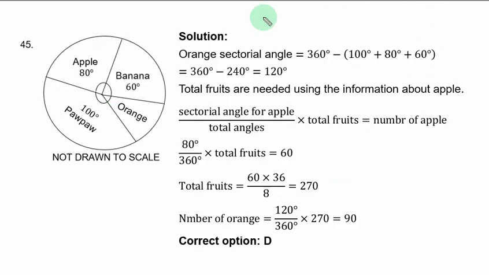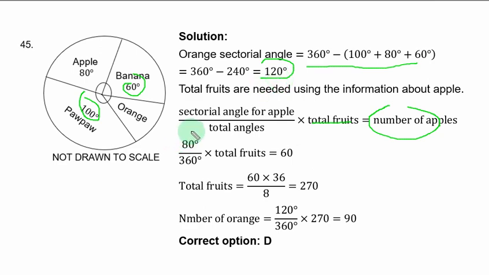So for the sectorial angle for orange, if you add 60, 80 and 100 and you subtract from 360, the total angle in the circle, you have the sectorial angle for orange. This is what you have here, and you have 120 degrees. Total fruits are needed using the information about apple. Normally, to get the number of apples, it means sectorial angle for apple over total angles times total fruits will give us the number of apples. Sectorial angle for apples, you have 80 degrees over 360 degrees times total fruits equal to 60. If you make total fruits the subject, then you can reduce.